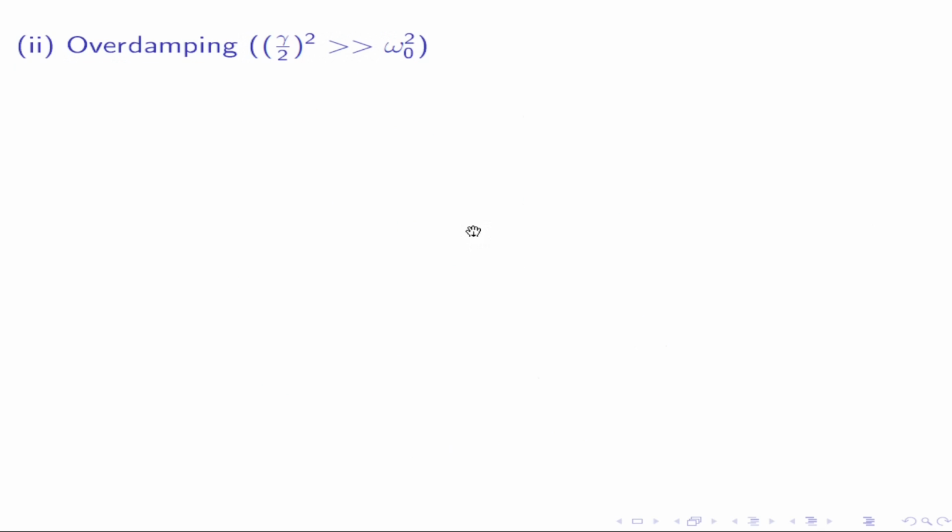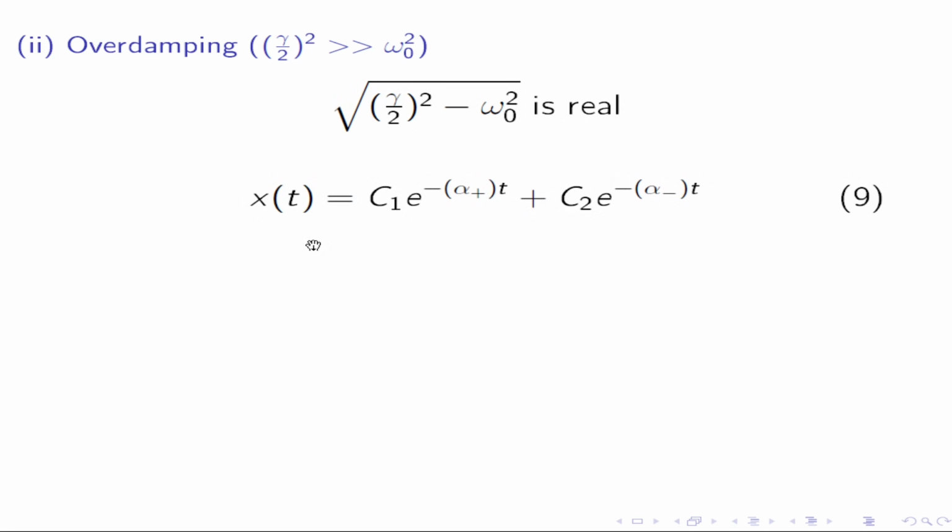In overdamping, (γ/2)² is greater than ω0². In that case, the square root of (γ/2)² − ω0² is real. Therefore, x(t) = C1 e^(−α₊t) + C2 e^(−α₋t), where α₊ and α₋ are γ/2 ± √((γ/2)² − ω0²). This is not an oscillatory solution. Both terms are exponentially decreasing.